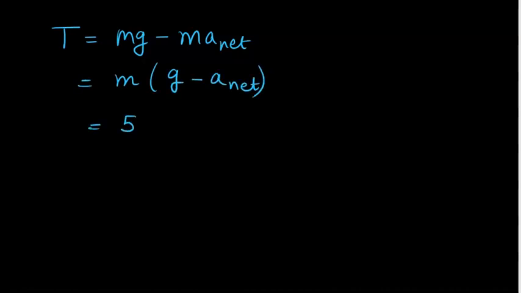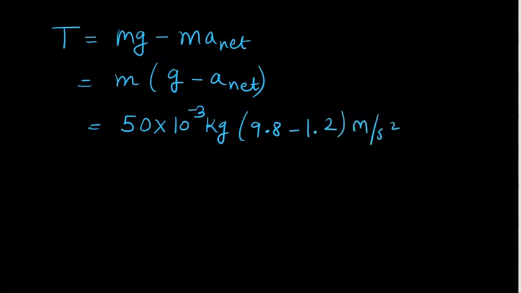So m is 50 into 10 to the power minus 3 kg into 9.8 minus 1.2 meter per second square. So this is 50 into 9.8 minus 1.2 will be 50 into, this is 8.6 kg meter per second square.